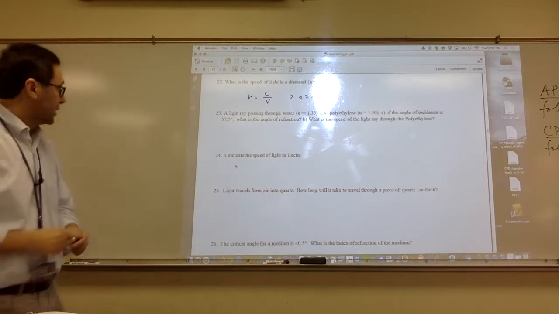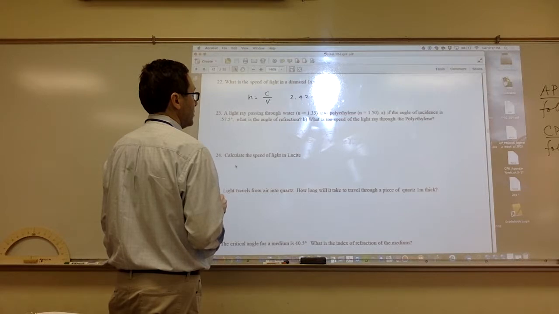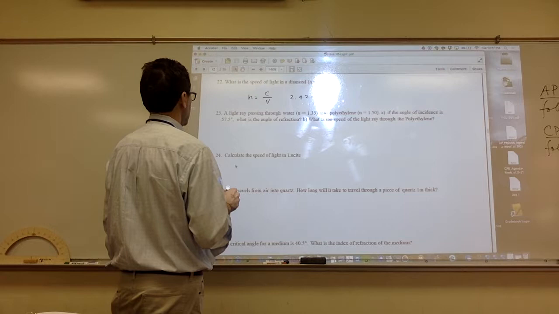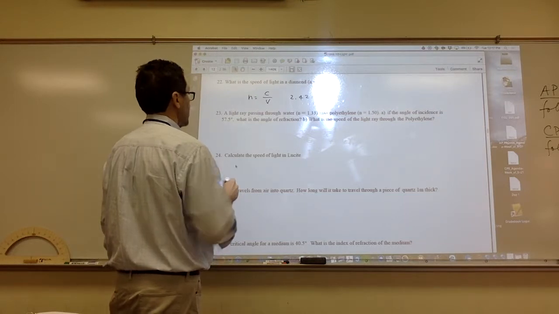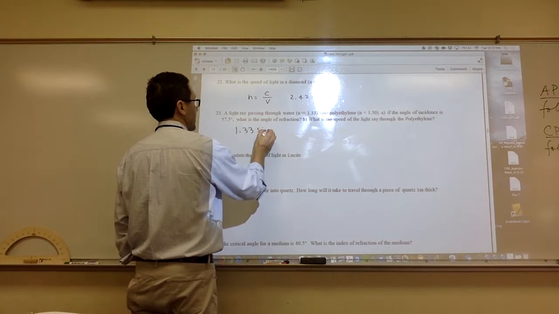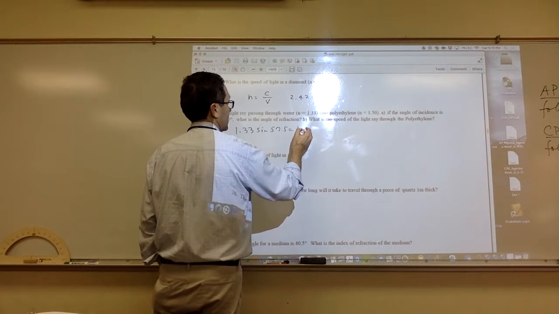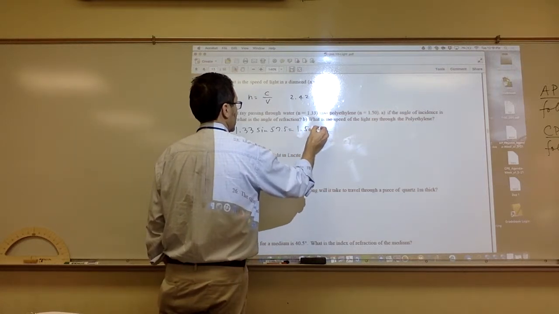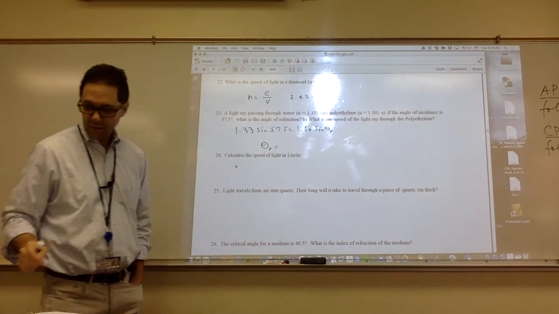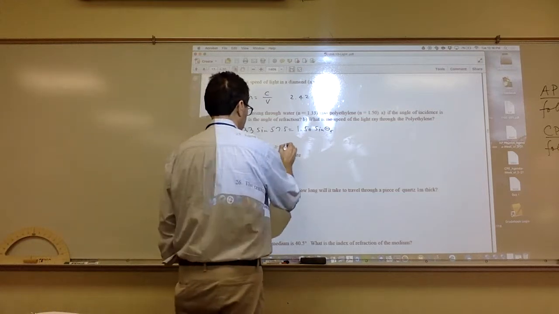Okay, let's look at number 23. A light ray passing through water into polyethylene, n equals 1.50. The angle of incidence is 57.5. What's the angle of refraction? Easy. So you're going from water at an angle of 57.5 into, I guess that's some kind of glass, sine of theta r. So theta r is equal to 48.40 degrees.